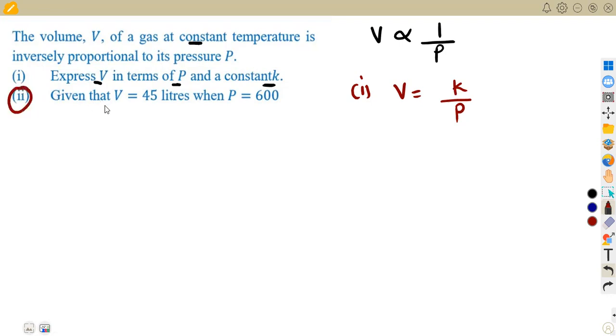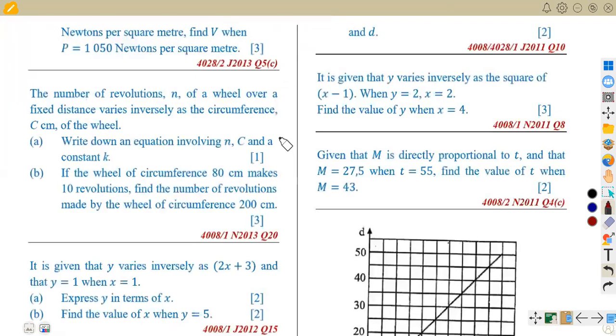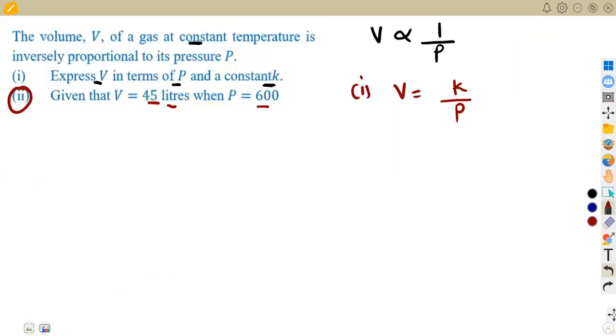Then item 2, we are given that V is 45 liters, which is the volume, and P is 600 in this case. All right, so let us check what the question is about. From this information, you need to find V when P is equal to 1050, which is 3 marks. This information that we are given is limited. In order for us to find V, we are supposed to first deal with this information to find the value of K.